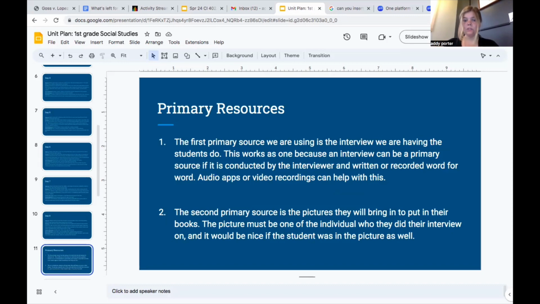For the primary resources, we thought that the two that could be used would be the interview, especially if it was conducted within a recording or an audio message. That way we had their exact words, but also it could be written. The second primary source would be a picture that could be brought in. I also think it'd be really good if the picture included the student as well.